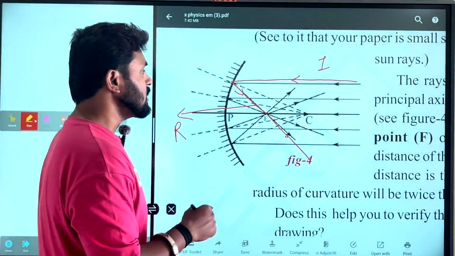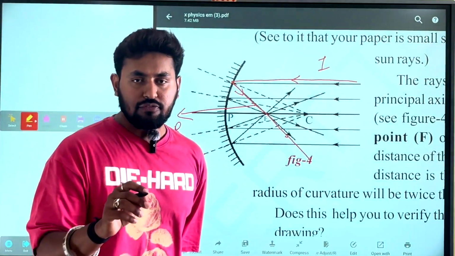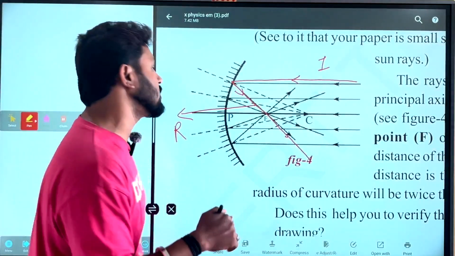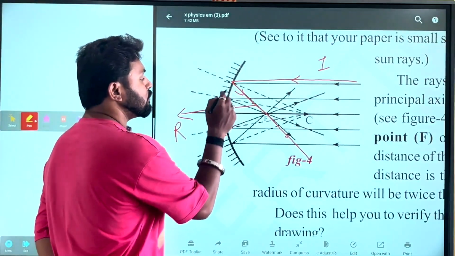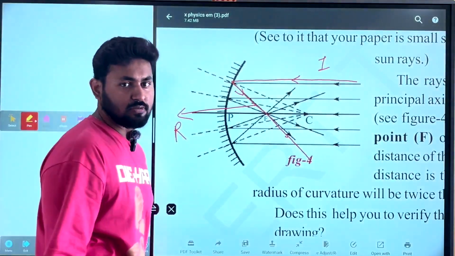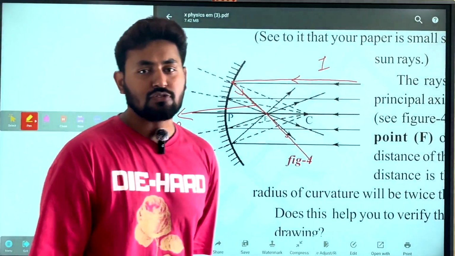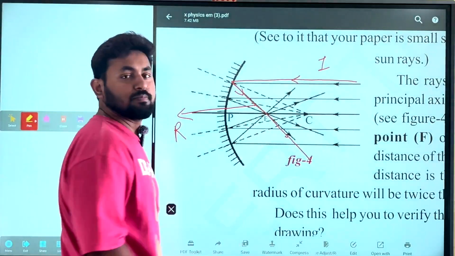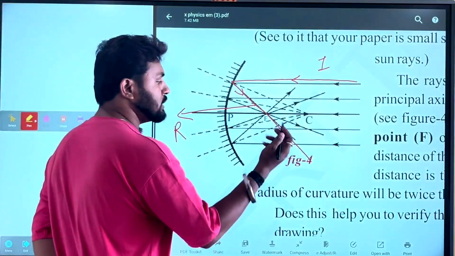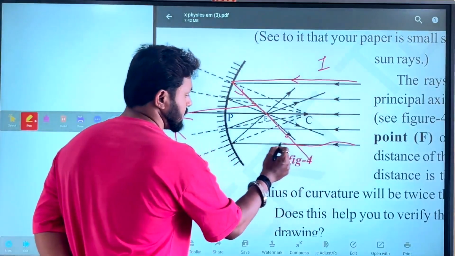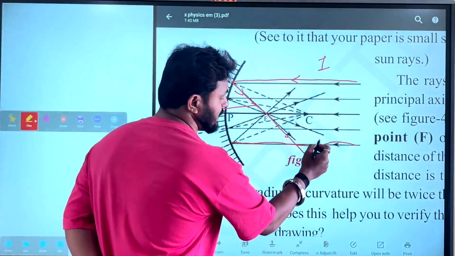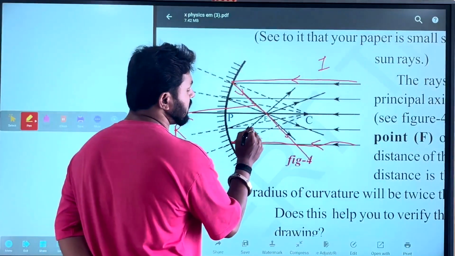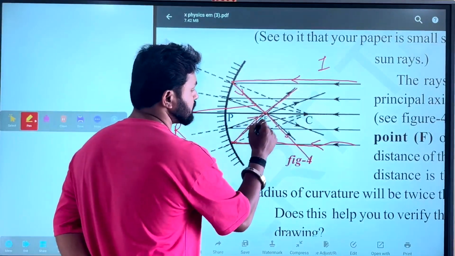Now no matter how many incident rays we have coming and striking the mirror, all the reflected rays will pass through one common point that is called focus. Now let's say in this ray diagram, this incident ray which is coming from below, after striking the mirror, as I told you, the reflected ray will pass through focus. Now see, this is passing through focus.